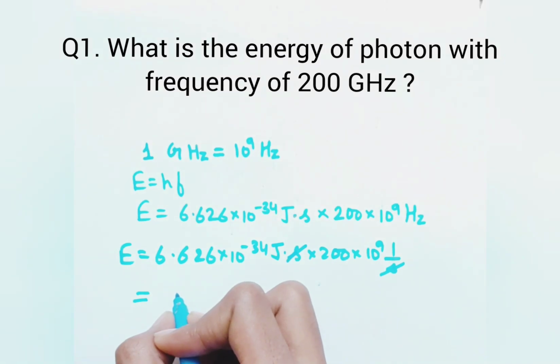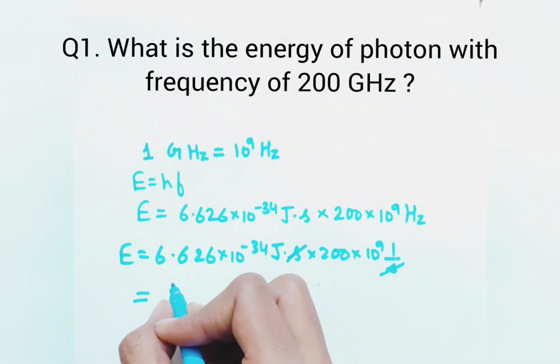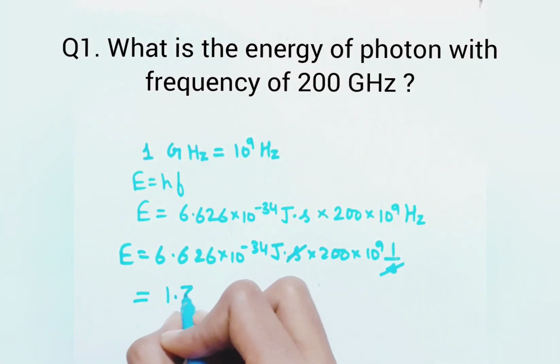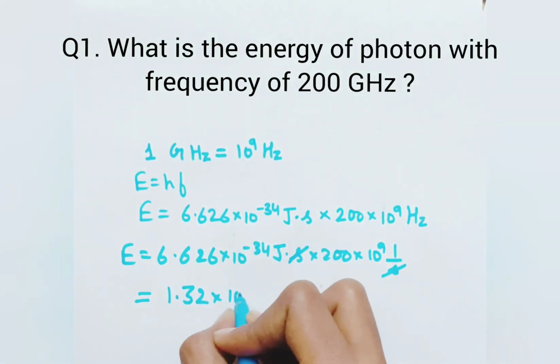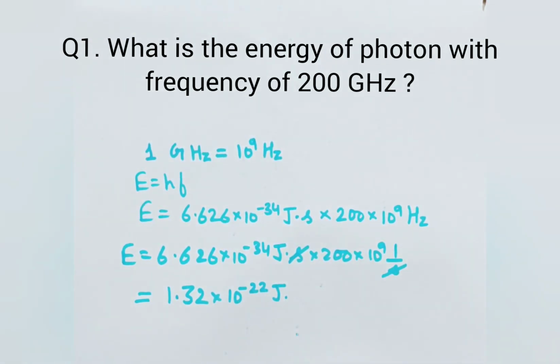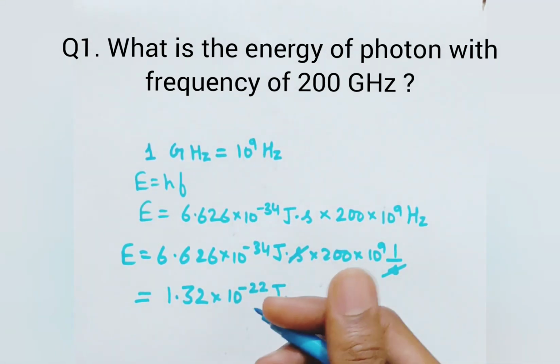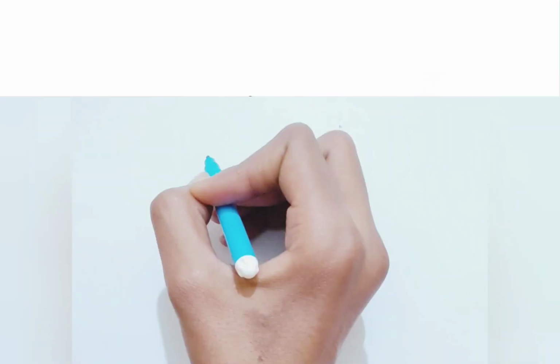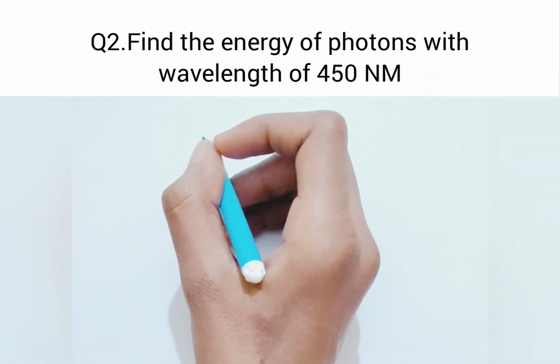We can put this in a calculator and the final answer that we get is 1.32 times 10 to the power of negative 22 joules. So this is the energy of the photon with the frequency of 200 gigahertz. So let's look at the next question.